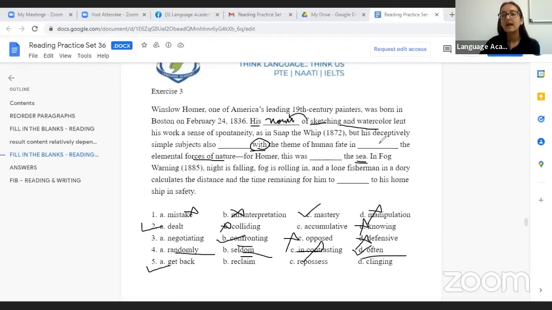Often in the sea. Why do we need "in"? There's nothing in the sea. We are just thinking, like, think about a painter. He paints, and he often paints about seas. He often paints about water. So his subject is often the sea. There's nothing in the sea.